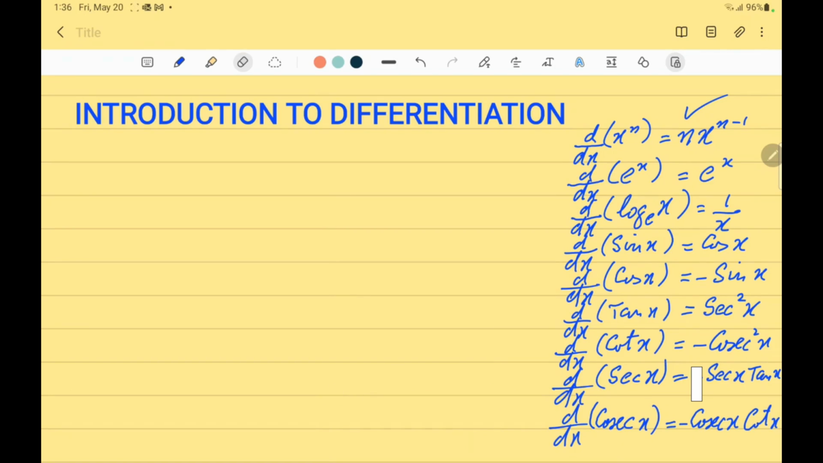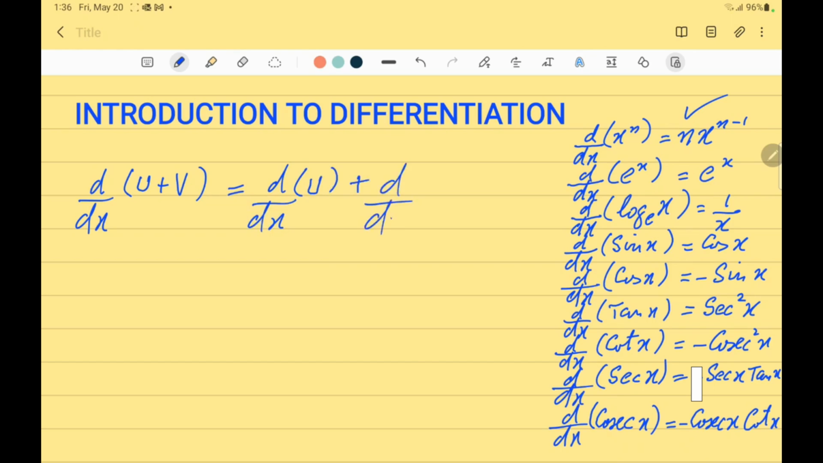Okay, the formula related to the derivative of sum of two functions is d by dx of u plus v is equal to d by dx of u plus d by dx of v.